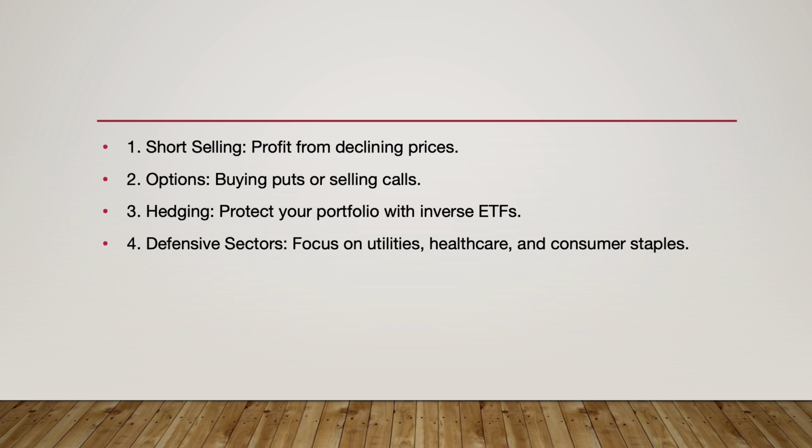Short selling allows you to benefit directly from falling prices, but it requires precise timing. Option strategies like buying puts provide controlled risk exposure to bearish trends. Hedging with inverse ETFs can safeguard your portfolio during prolonged downturns. Shifting to defensive sectors offers stability, as these industries tend to perform better in bearish conditions.